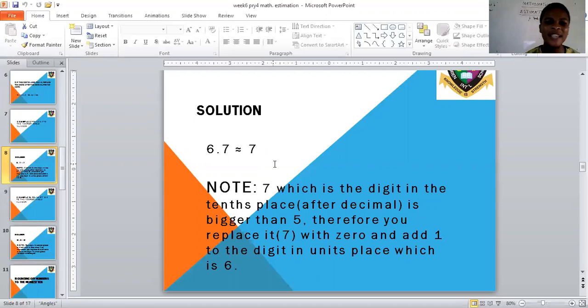Therefore, you replace the 7 with 0, and add 1 to the digit in the unit place, which is 6. That is 6.7. You replace the 7, which is the digit in the 10th place. They are saying that it is bigger than 5. Therefore, you replace it with 0, and add 1 to the digit in the unit place, which is 6. When you add 1 to 6, you have 7. That is why our answer will be approximately 7. Is that taken? Good.